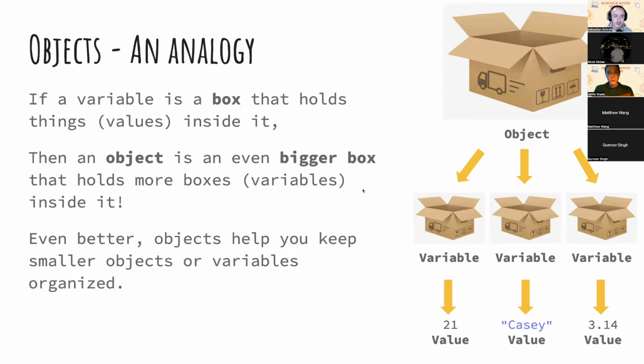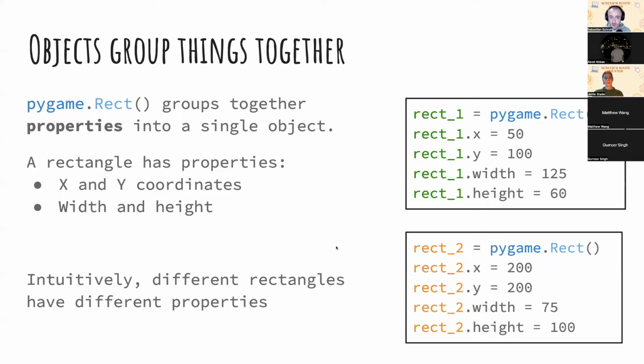A quick analogy here. If a variable is a box that holds values in it, then an object is an even bigger box that holds more boxes inside it. Even better, objects help you keep smaller objects or variables organized. If you look on the right side here, we have an object at the top level. This object holds 3 variables, and those variables hold a value each. The one on the left side of the tree holds the value 21, the one in the middle holds the string Casey, and the one on the right holds 3.14. So essentially in code, this object has 3 variables, and this object itself is a variable. Objects group things together.